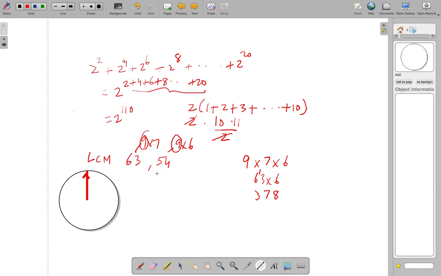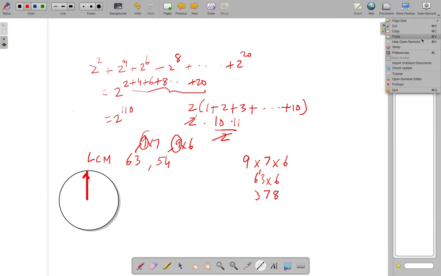So it will keep coming up after 54, multiple of 54, right? So what multiple of 54? 63 multiple of 54. And the other one is 54 multiple of 63. So if you look at it that way, then it's easy to understand.